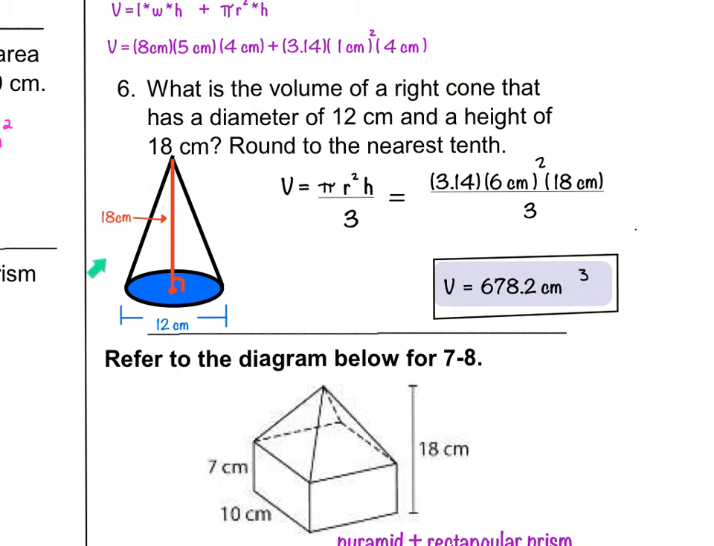On number 6, they're asking us about a right cone. So I drew myself a right cone here. And I know that it has a diameter of 12 centimeters and a height of 18 centimeters. The diameter, I'm going to need to cut in half because I need the radius for my formula.